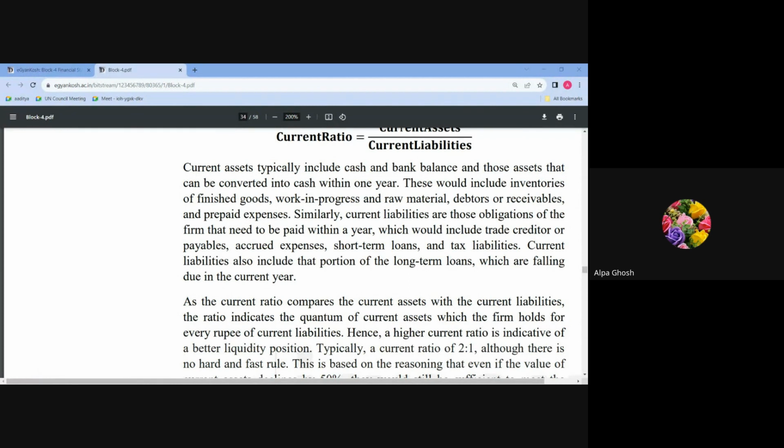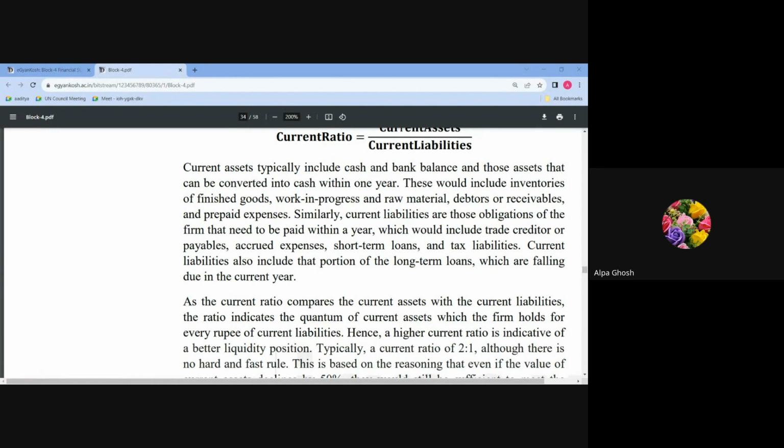Yes, I will just start. I have not started current ratio. I was just explaining what is liquidity ratio. And in this liquidity ratio, the first ratio is current ratio. So when I say liquidity ratio, it is all about your current assets and current liabilities.